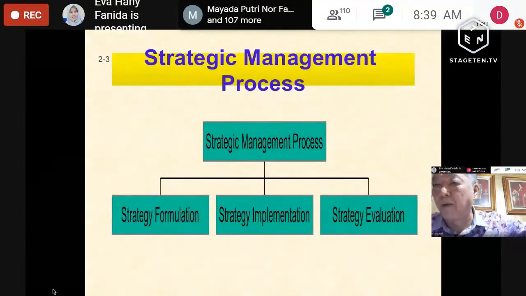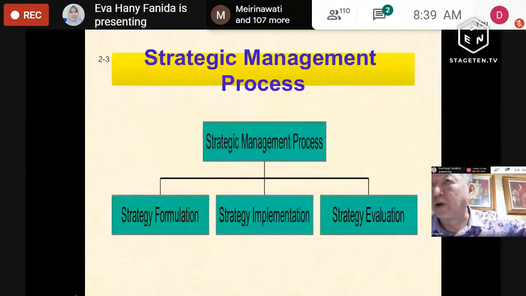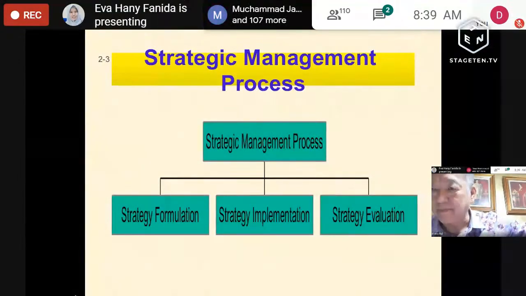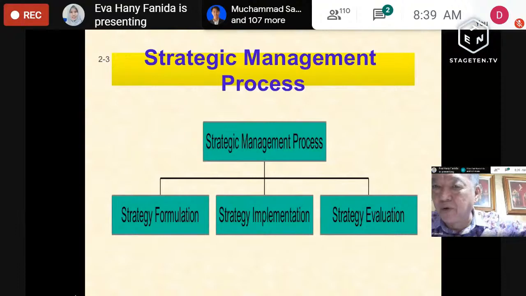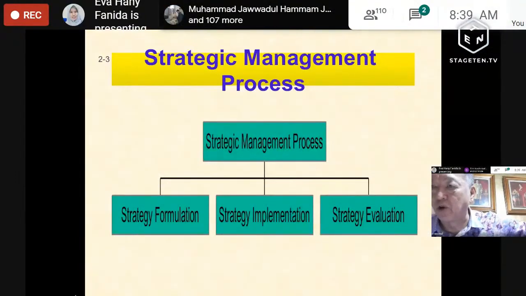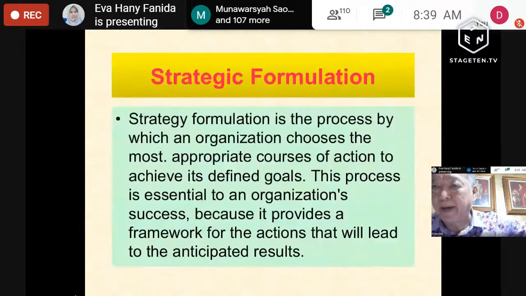Sometimes when we talk about strategy evaluation, we call it strategy control and follow up, something like that. So usually there will be 3 main steps like this. Okay, so in my lecture today we will focus on the first step: strategy formulation and strategy implementation, and also human resource strategic management. Okay, so go to next page. I will try to explain each one of them.